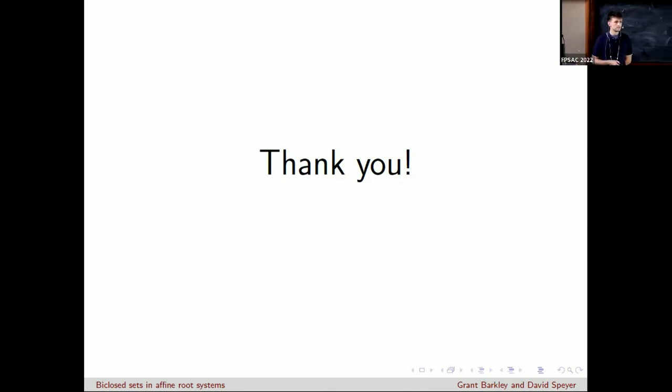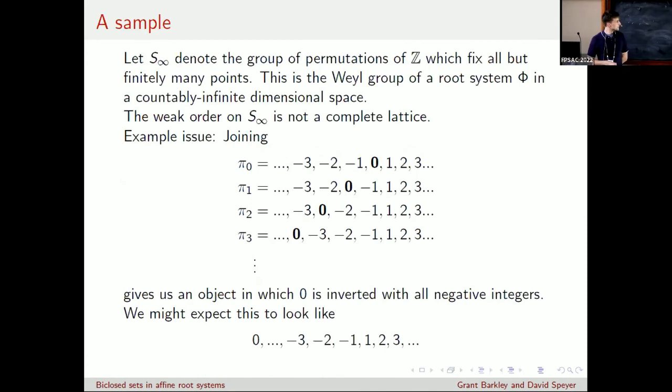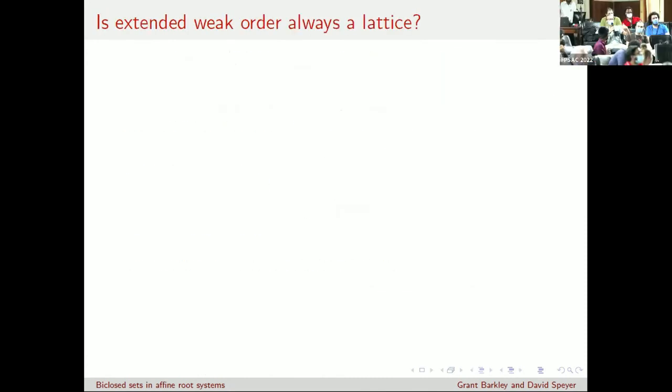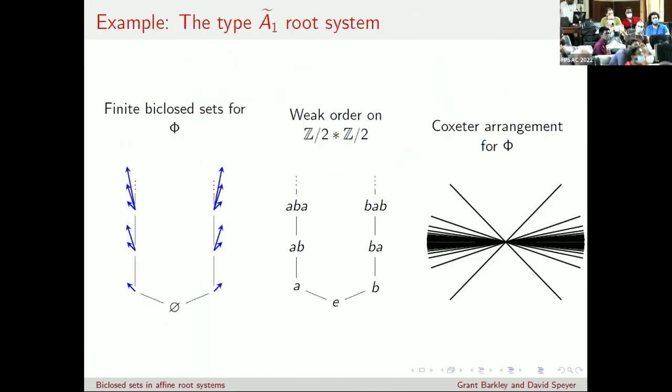So I have a question. When you look at all your Biclosed sets, it looks like you have basically 3 kinds of things: the finite ones, the infinite ones whose complement is finite, where you kind of reverse your poset and put it on top, and the ones whose complements are also infinite in the middle. Is this behavior that generalizes, or is it just because we're on a toy example?